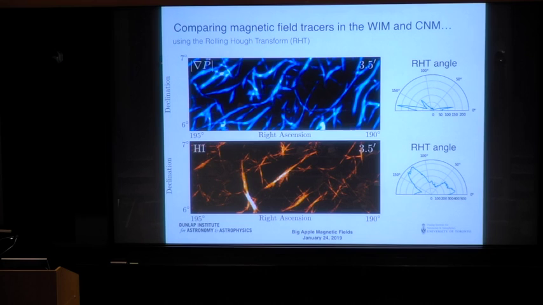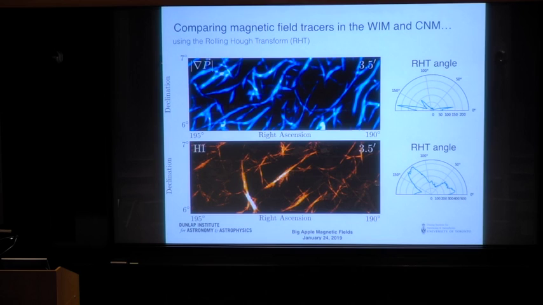The WIM, sorry. So here, I didn't have time to talk too much about the Rolling Hough Transform, but this is a coding software that Susan wrote. All you really need to know is that what the Rolling Hough Transform does is it finds linear structures in maps. So what I've done is use the Rolling Hough Transform on the polarization gradient and the HI structure, and then compared the angle of orientation for these two different maps, just to see if they have any spatial correspondence between the two.